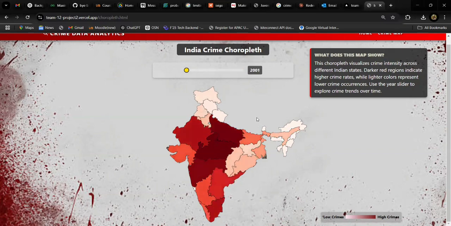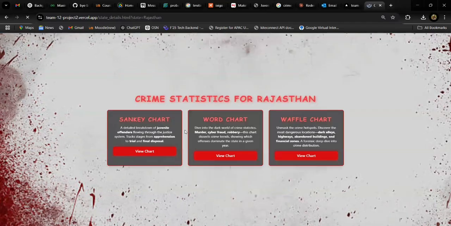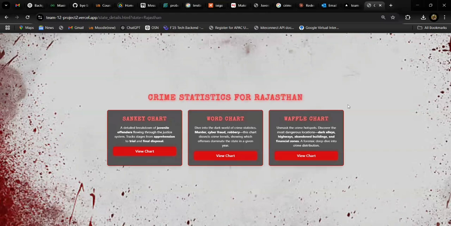So the interactivity used in this choropleth is that when you click on a particular state, you can navigate towards seeing the crime statistics for that state, which we'll be showing using a Sankey chart, a word chart, and a waffle chart, which we'll be explaining shortly. So Radha here will explain the waffle chart, which will answer one of our questions.